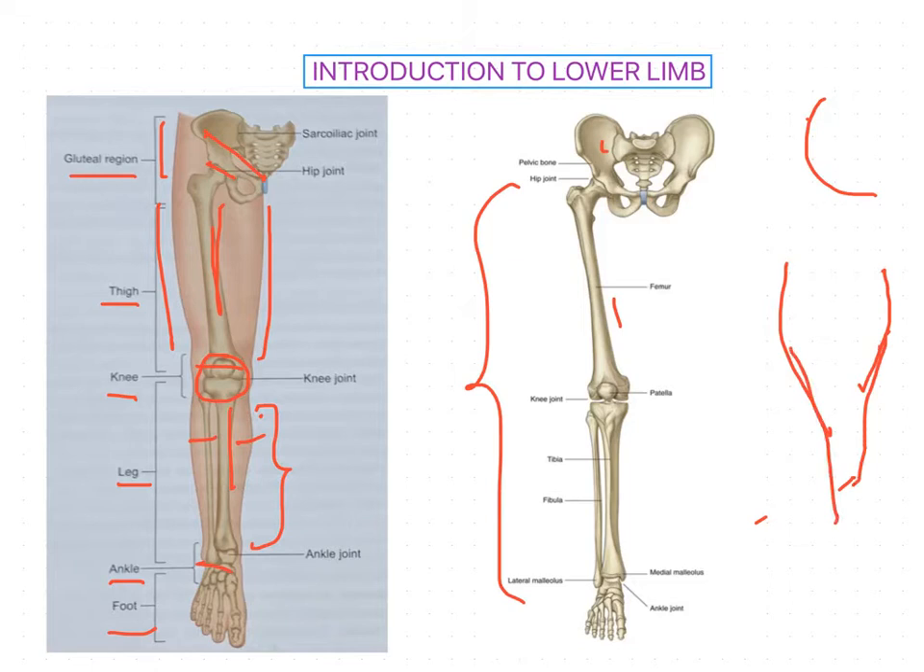Okay, the calf muscles which are present on the posterior aspect of the leg. So this part is called as calf region. Next one is the popliteal region. So the posterior aspect of the knee is called as popliteal region.